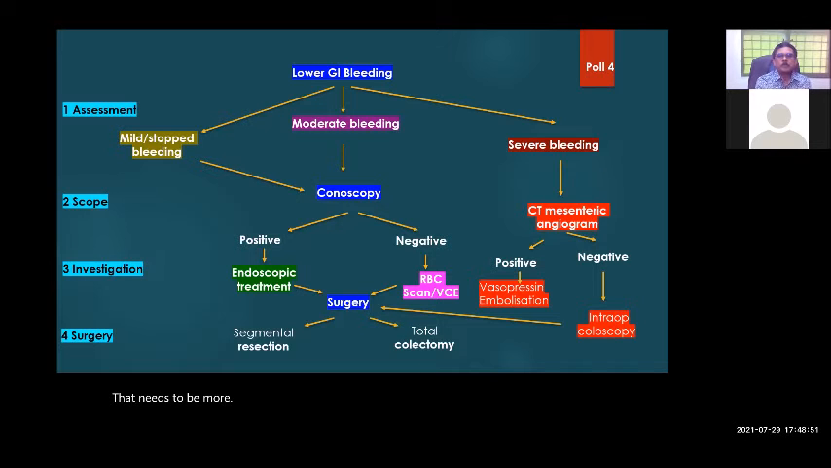A 54-year-old woman presents with blood-stained stool for the last 2 weeks. It usually comes after defecation and is painless. Clinically, she is well. The most useful investigation for her is: video capsule endoscopy, colonoscopy, CT angiogram, or barium enema? Okay, 30 seconds from now. So this patient is quite stable, she's quite well.